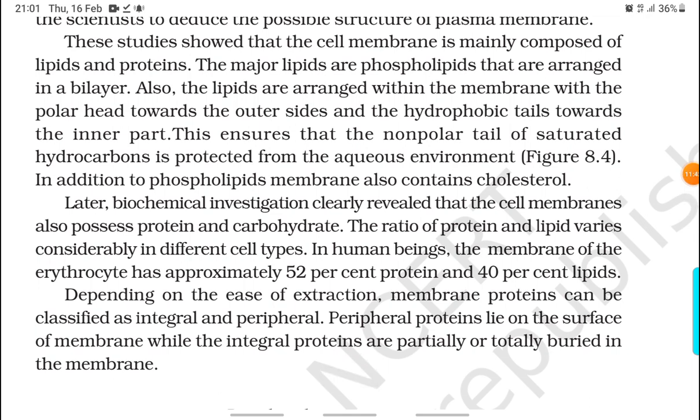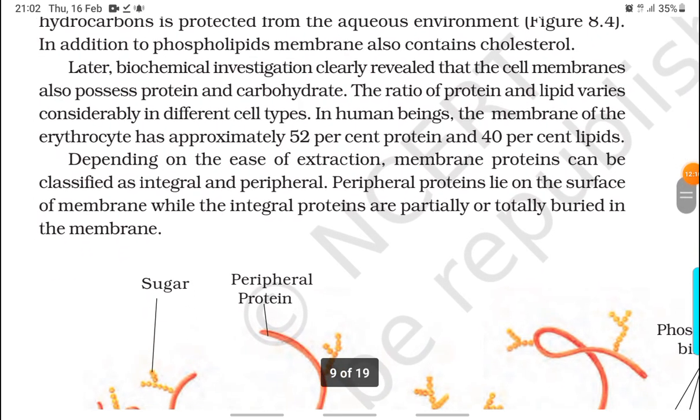These studies showed that the cell membrane is mainly composed of lipids and proteins. The major lipids are phospholipids that are arranged in a bilayer. Also, the lipids are arranged within the membrane with the polar head towards the outer side and the hydrophobic tail towards the inner side. This ensures that the non-polar tail of the saturated hydrocarbons is protected from the aqueous environment. In addition to phospholipids, the membrane also contains cholesterol. Later biochemical investigation clearly revealed that the cell membrane also possesses proteins and carbohydrates.